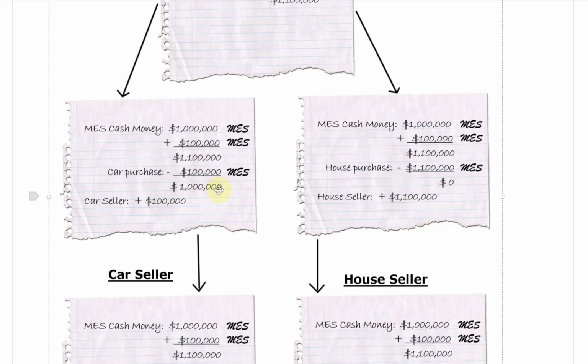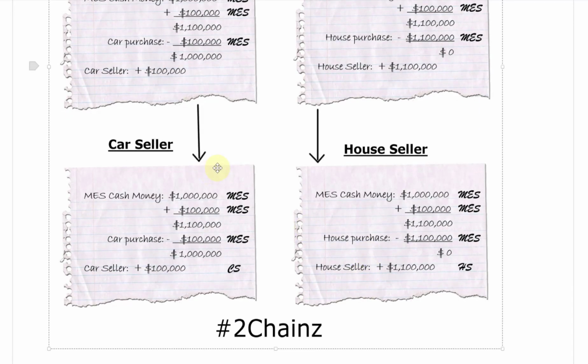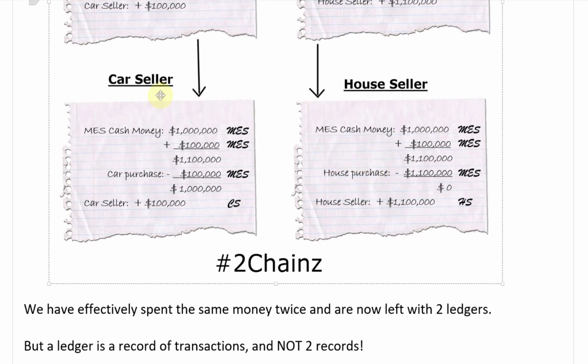So the balance is 1 million, and then we would add 100,000 to the person selling us the car. Likewise, it's the exact same with the house seller. So we subtract $1,100,000, and then add in the ledger that the house seller gets $1,100,000, and then send this copy over to the house seller. But at the same time, we're sending to the car seller because we just copy and paste this, add the little notes, and now the car seller signs off saying they got the money, they got the ledger.